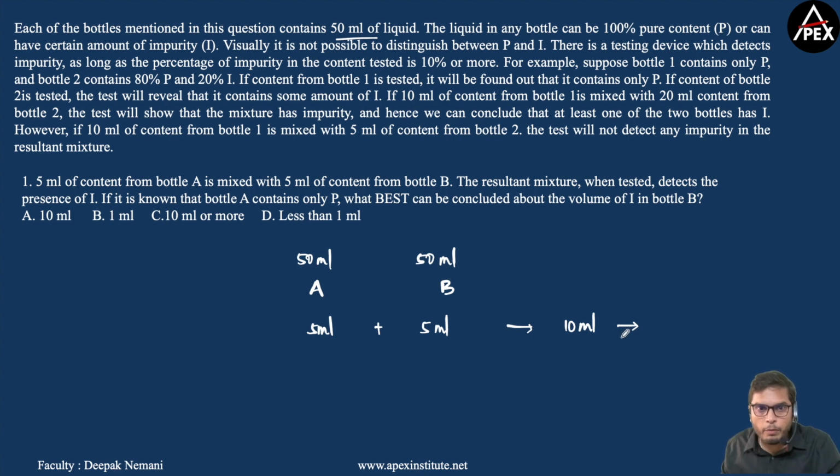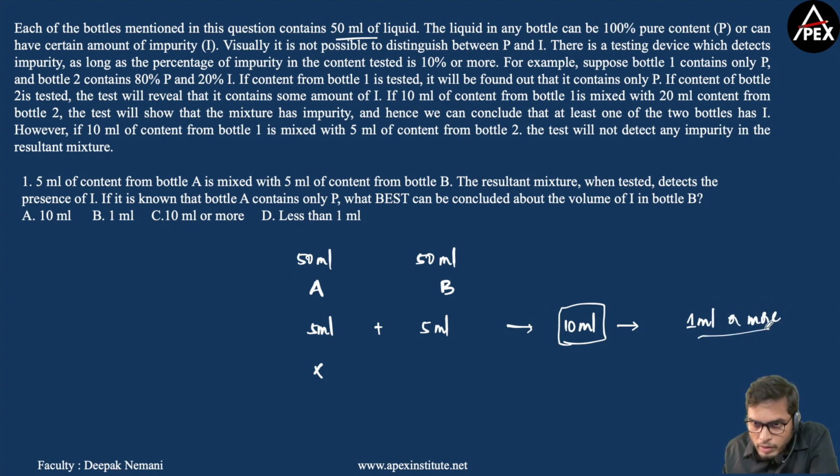Now it is known that bottle A contains only P, so there are no impurities in the liquid from bottle A. Now what best can be concluded about the volume of impurities in bottle B? Now when you test this liquid, this is positive for the presence of impurities. That means the impurities in this mixture should be greater than or equal to 10% of the volume. Now what is 10% of 10 ml? 1 ml. So there should be at least 1 ml of impurities in this mixture. So the volume of impurities should be 1 ml or more.